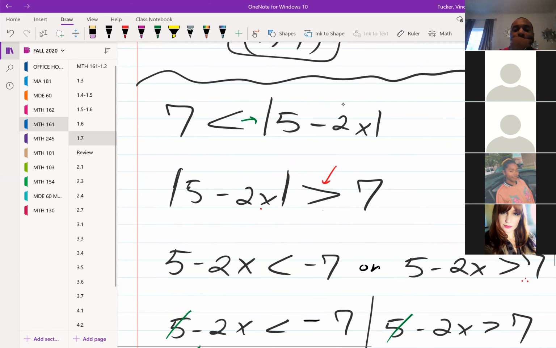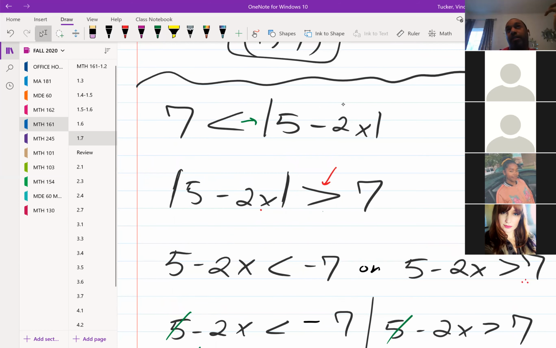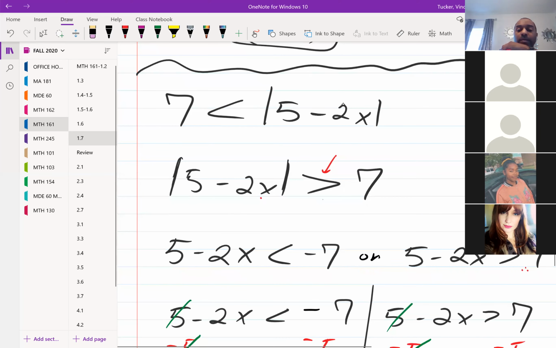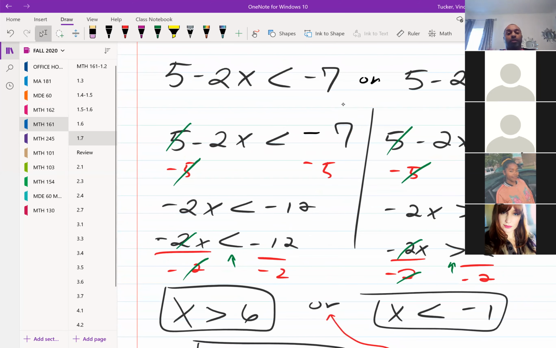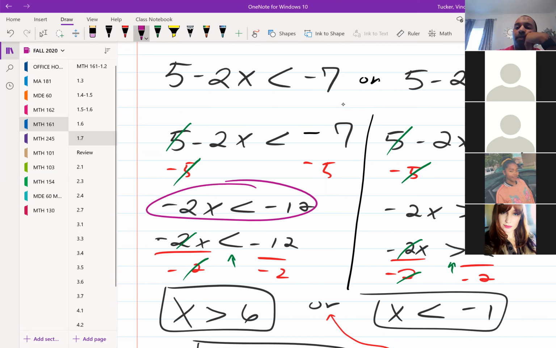All right. So the main thing that you guys want to remember when having these is pretty much the setup. Outside of that, it's the same thing we've done as far as solving. Once you set it up, you subtract 5 from both sides in each case. Subtracting 5 from both sides gives me negative 2x is less than negative 12, and negative 2x is greater than 2.